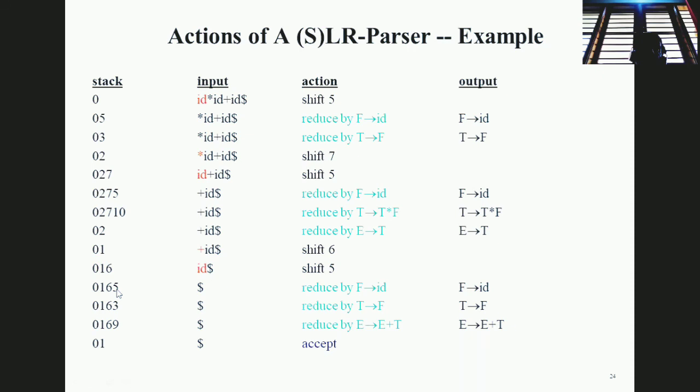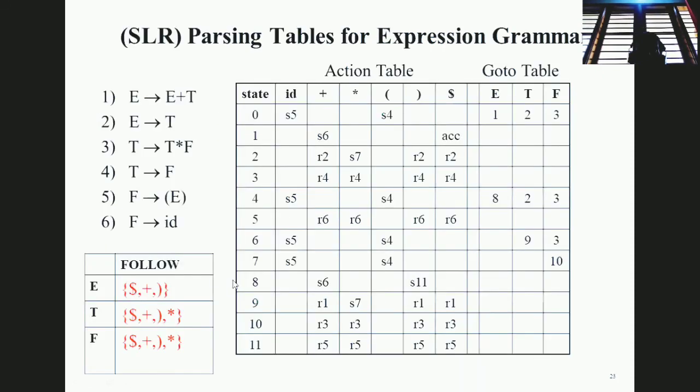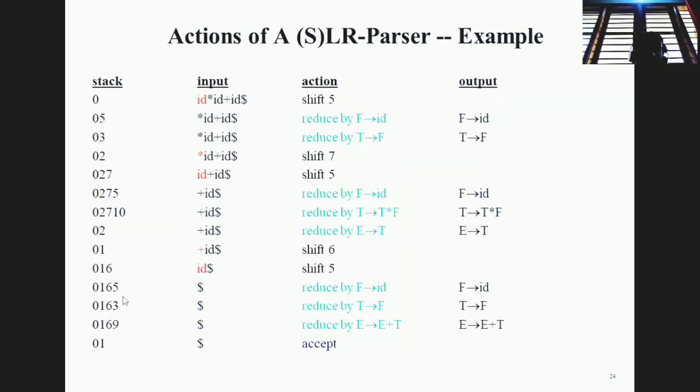Now I must look at what is 5 on dollar. So when I say 5 on dollar, it is R6, that is F tends to ID. Then I'm supposed to pop ID from the stack. I mean to say that I'm supposed to pop one element from the stack, that is I'm going to pop 5 from this stack. So at the same time, I should say reduce to F tends to ID. So I must put output as F tends to ID.